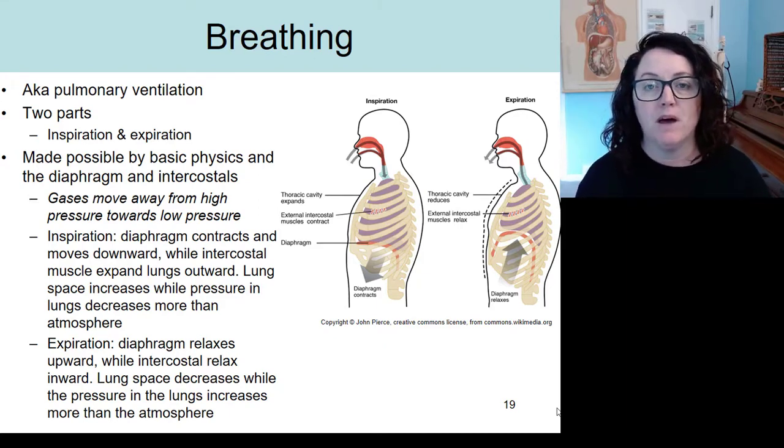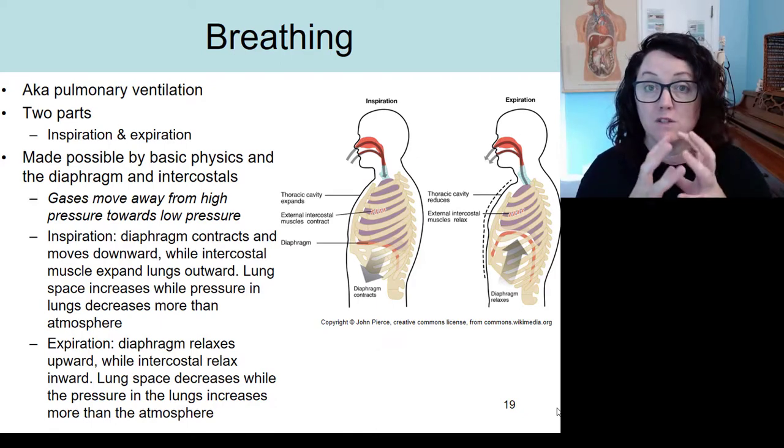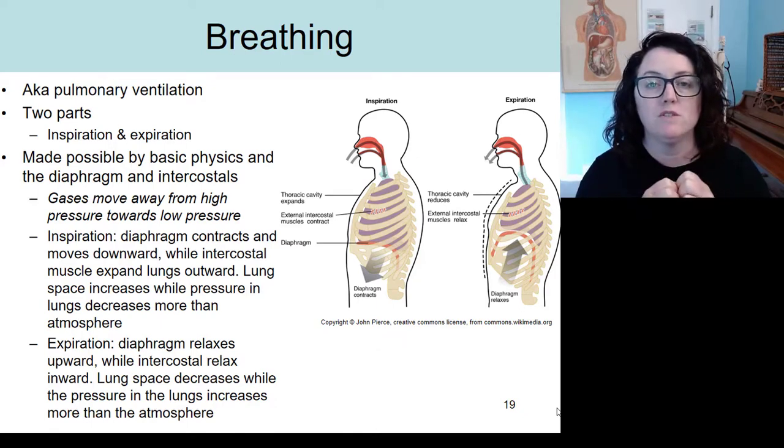This same concept applies to breathing. When the space inside of the lungs gets bigger, the pressure drops inside of the lungs. That will cause air to move into the lungs. But when the space inside of the lungs gets smaller, the pressure increases inside of the lungs, and that causes air to leave the lungs.